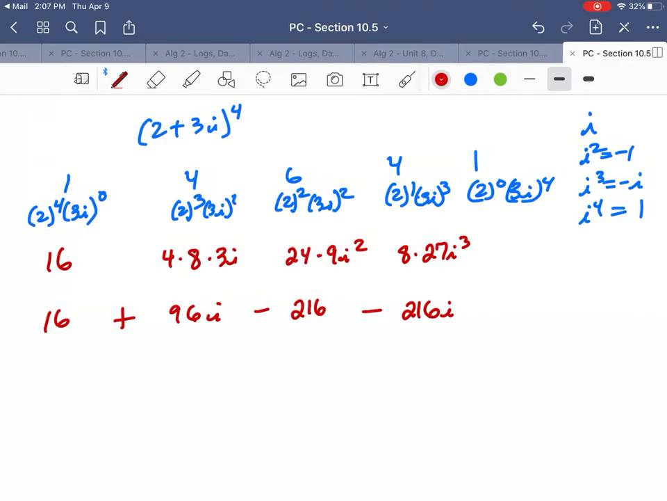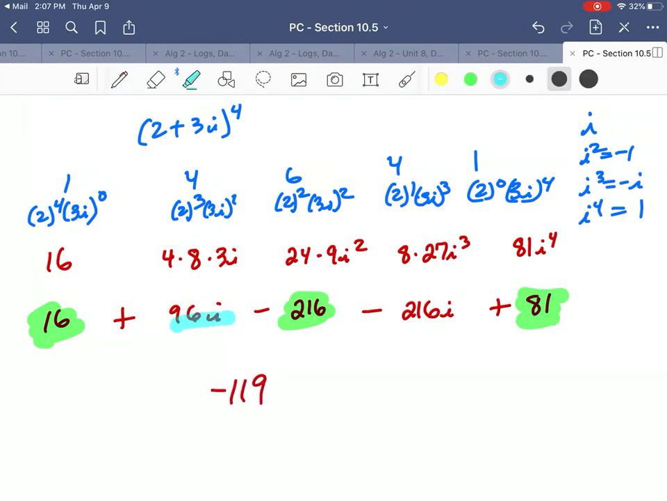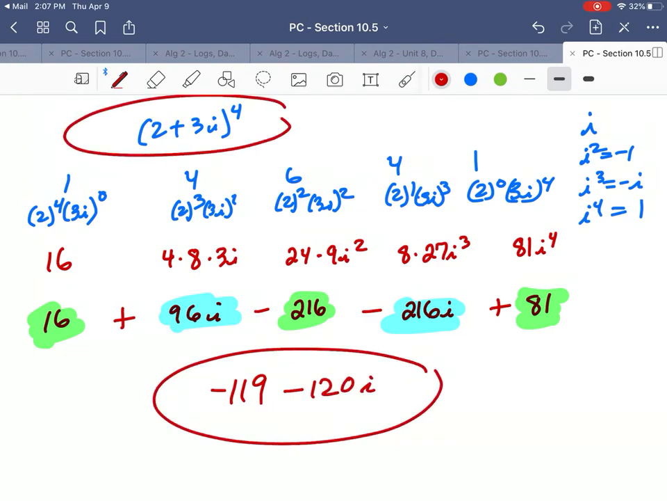And finally, 2 to the 0 is 1, 1 up top, and 3i to the 4th. So I basically have 81i to the 4th. Well, i to the 4th is just worth 1, so that's plus 81. All right, so I'm going to combine my like terms. I got 16 minus 216 plus 81. Put those together, and I get -119. And then I have 96i minus 216i, and then I have -120i. So that is the expansion of this.